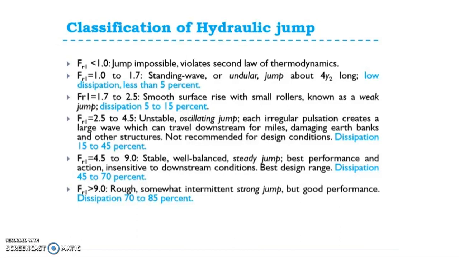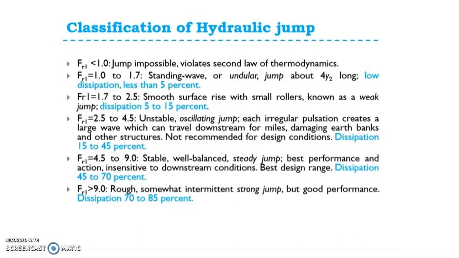So the classification of hydraulic jump is based on the Froude's number, and it also conveys something related to the energy dissipation. It starts from 0 percentage of energy dissipation to the extent of 85 percentage. Ideally, Froude's number less than 1, let's say 0.5 or 0.7 or 0.9, the jump is impossible.